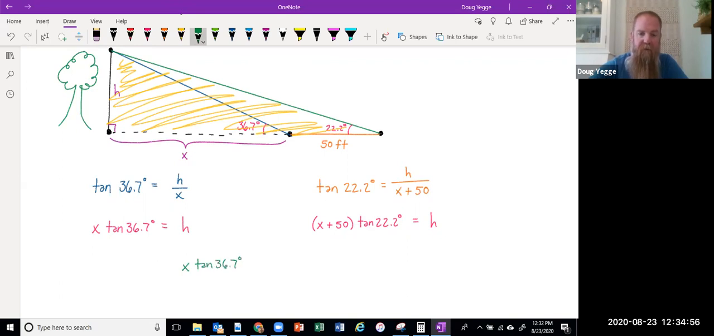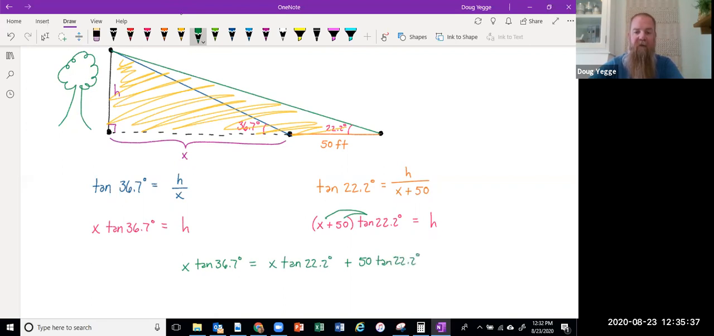Now keep in mind, tangent of 36.7 degrees is a number. But I'm going to keep it as is for as long as possible because I don't want to have to deal with a bunch of decimals up to 8, 9 decimal spots within my equation. I'm going to keep it in terms of tangent and then deal with that at the end. And so, since they're both equal to h, I'm going to distribute the tangent. And that gives us x times tangent of 22.2 degrees plus 50 times tangent of 22.2 degrees.